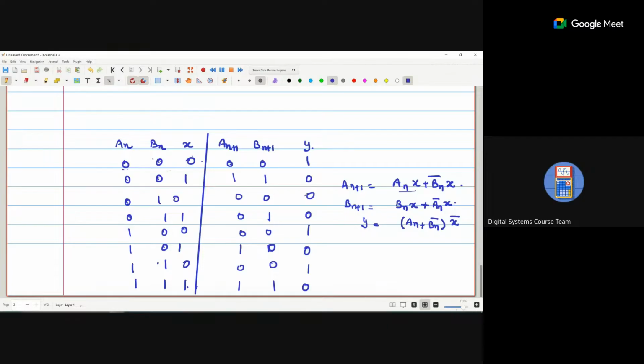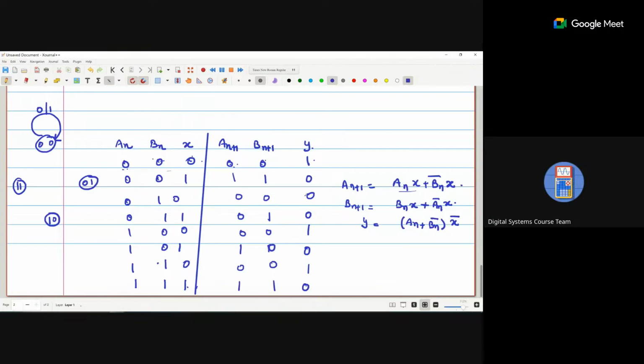Now we have the AN and BN. So we are taking states 0 0, 0 1, 1 0 and 1 1. From 0 0, if I apply input 0, the next state is again the same. So if we apply 0 as an input, we are getting the same state, but the output Y is 1. Clear?